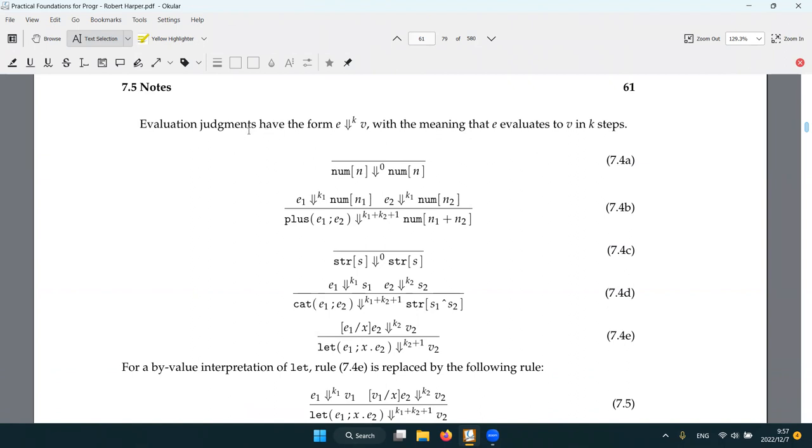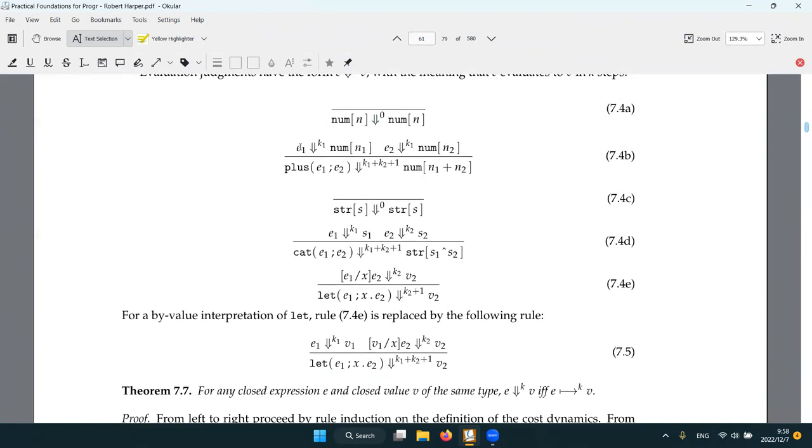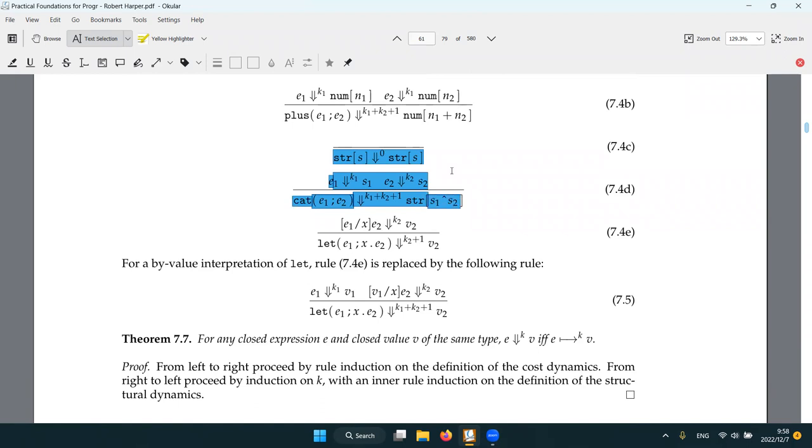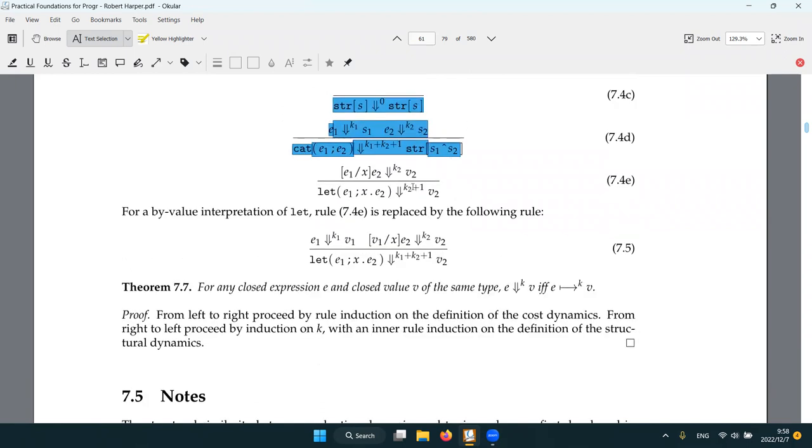We basically just have the evaluation judgment have the form like this, augmented by a number of steps. For a value, it's just zero steps. For a binary expression, it is one step plus the steps of evaluating the left hand side and right hand side. And all the other rules are the same. For the lambda, also one more step. This is the by-name interpretation though. For the by-value interpretation, we need to evaluate the argument first.